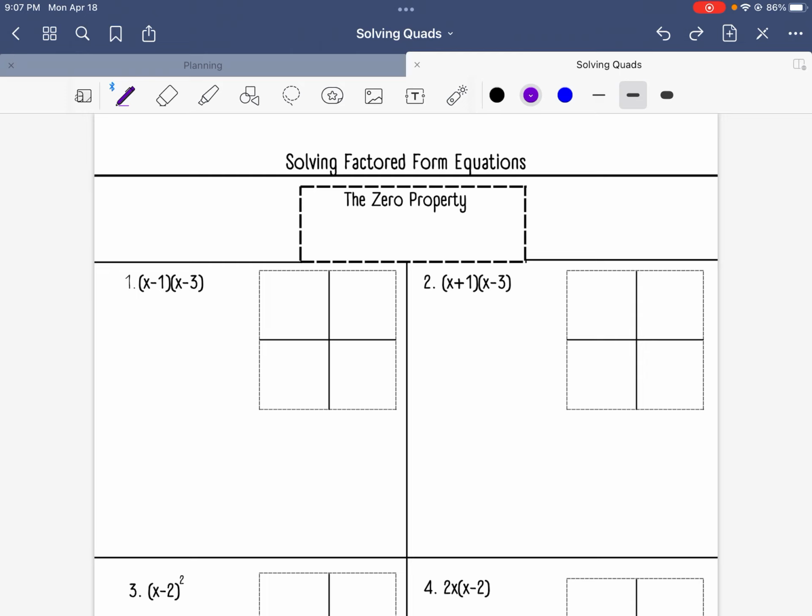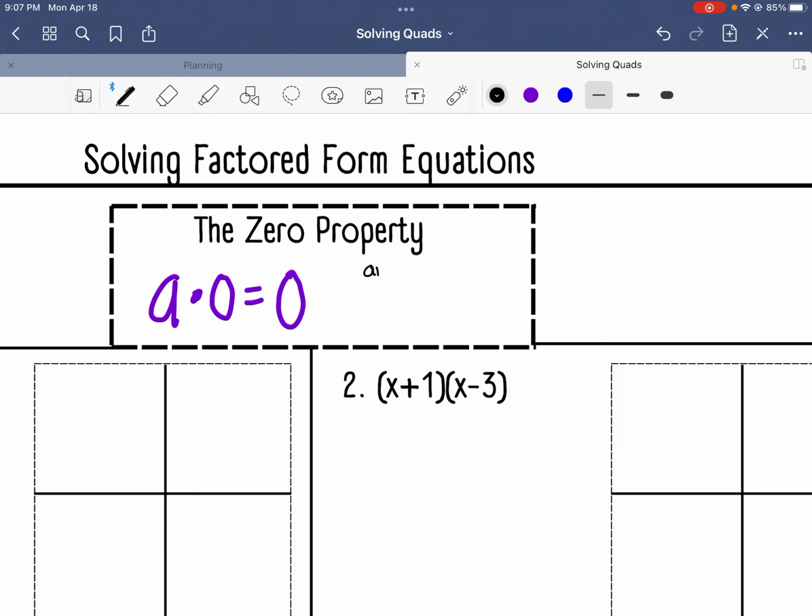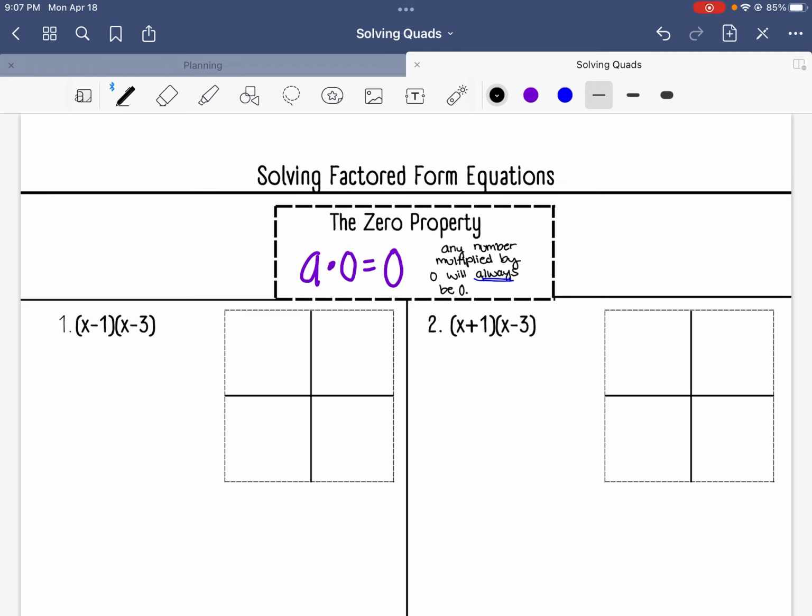Now, this sounds a little scary, but it's honestly not. This basically means that if I have a number, any number in the world, and I multiply it by zero, I'm going to get zero, right? Any number, so I'm going to write it here. Any number multiplied by zero will always, and I'm going to highlight always because I mean literally always, be zero, okay? So this is something that we have to keep in mind.